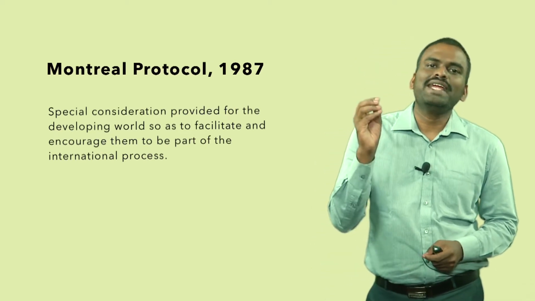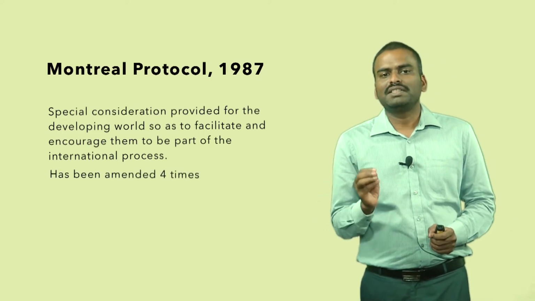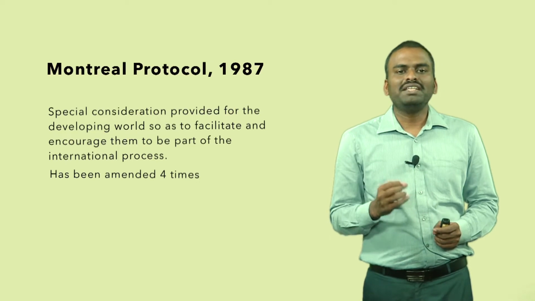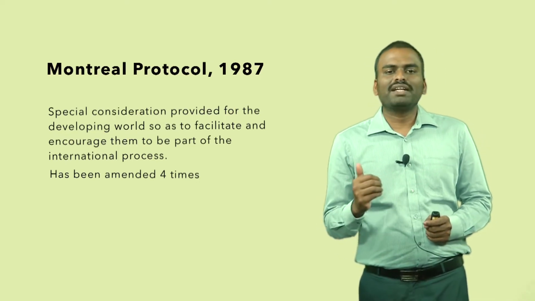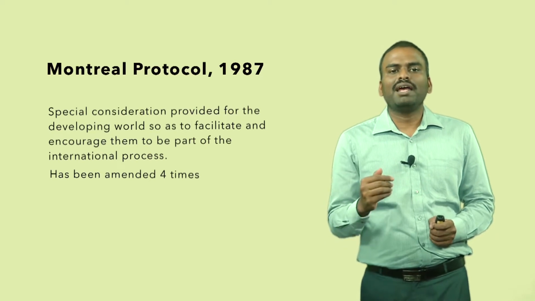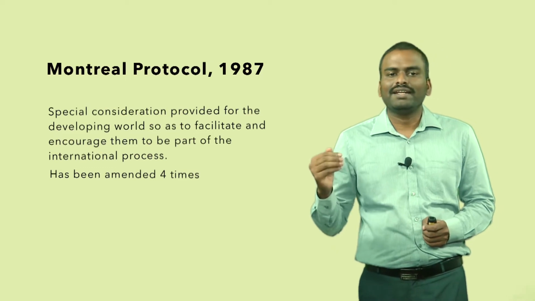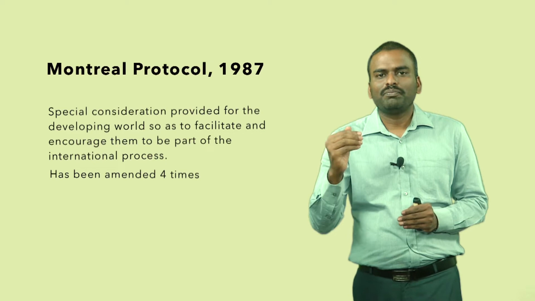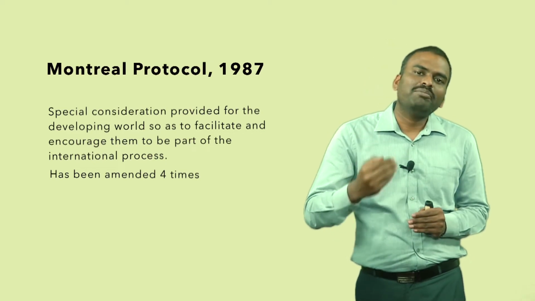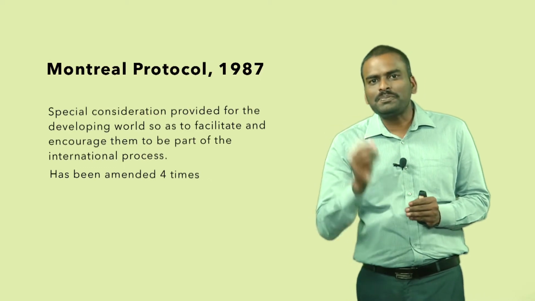Montreal Protocol 1987 has been subjected to 4 amendments from the very beginning. One is London Amendment 1990, then Copenhagen Amendment 1992, then Montreal Amendment 1997, then the Beijing Amendment in 1999. And through all these amendments, what are the changes have been brought into the Montreal Protocol? The changes are substantive in nature.